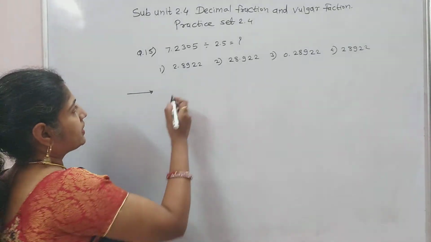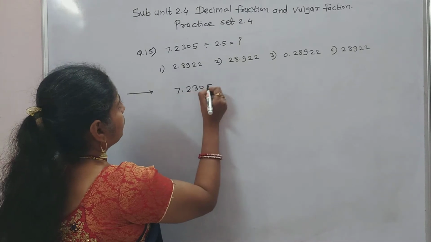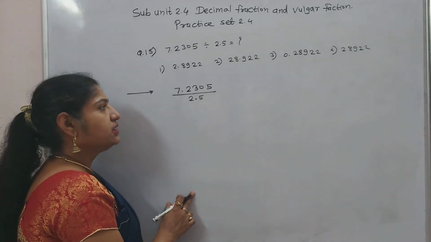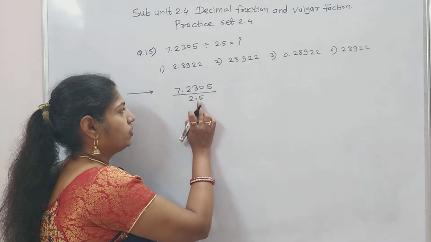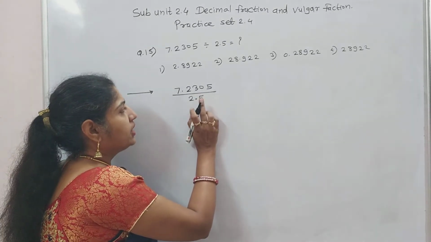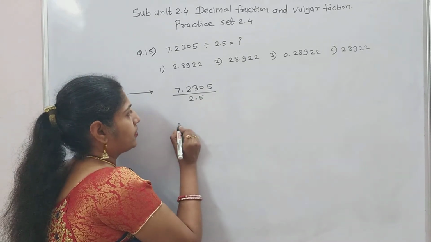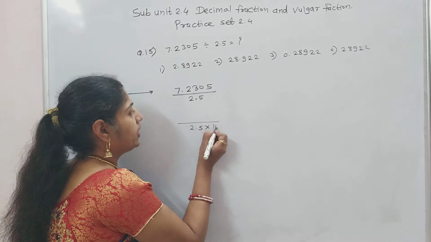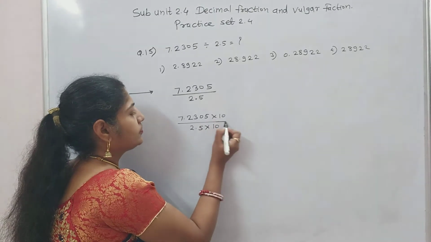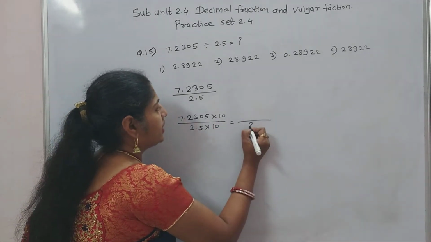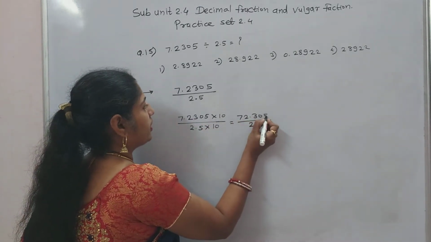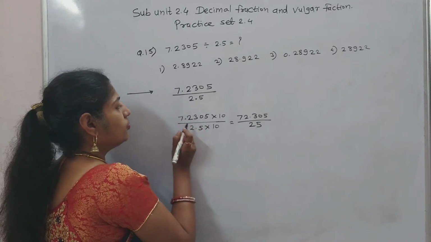Next example, 7.2305 is divided by 2.5. In the denominator there is the decimal point. We want to remove this decimal point. Decimal point is only 1. So make multiplication of 10. 2.5 into 10. So in the numerator also multiplication of 10. So denominator become 25 and at the numerator 72.305. Decimal place goes to 1 place.